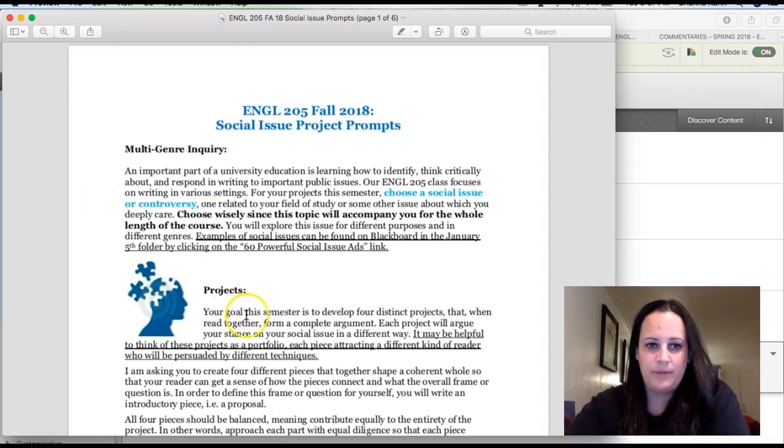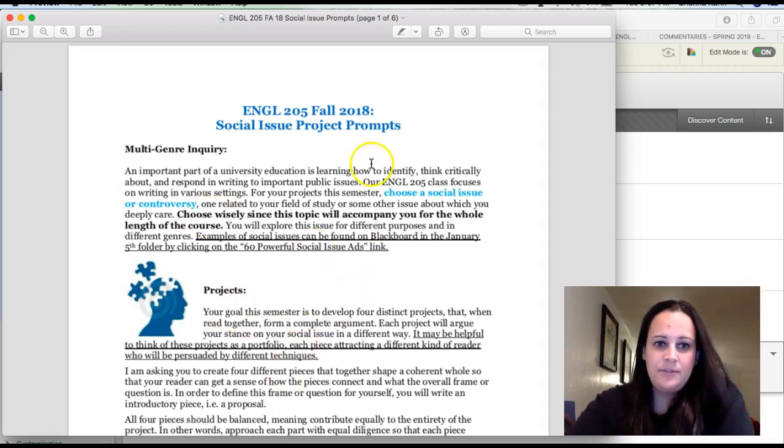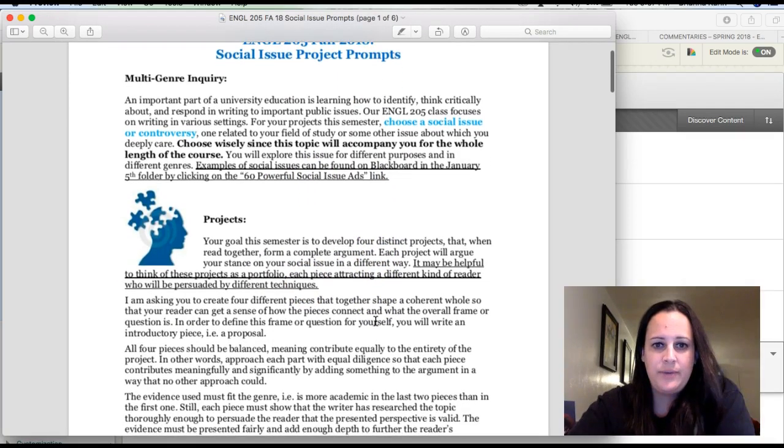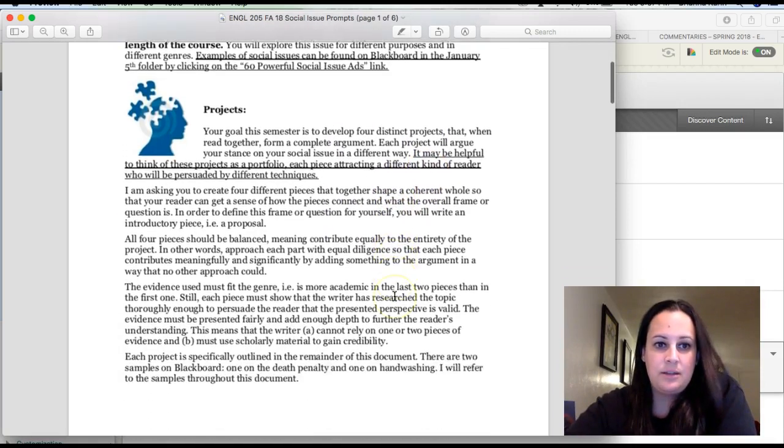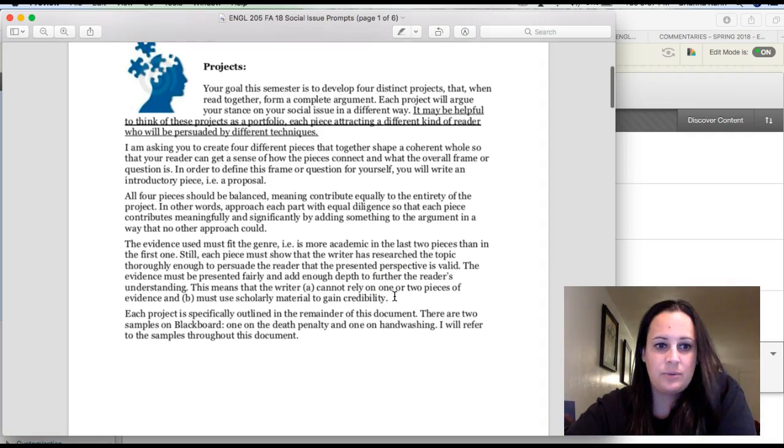I have our prompts open right here. This first page is basically just an introduction to our unit, so I'll let you take a look at that. What I want to do is just scroll through.